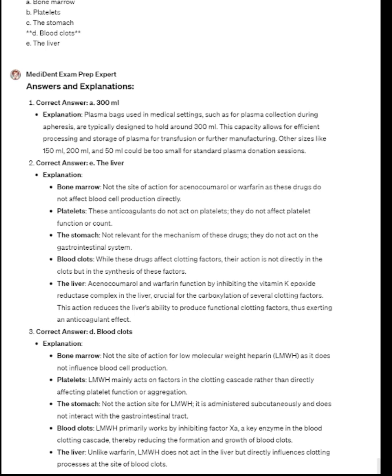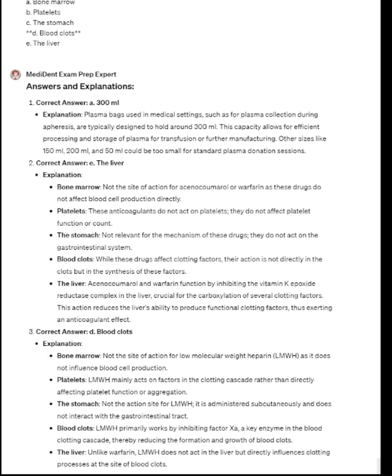Answers and explanations. 1. Correct answer, A. 300 milliliters. Explanation: plasma bags used in medical settings, such as for plasma collection during apheresis, are typically designed to hold around 300 milliliters. This capacity allows for efficient processing and storage of plasma for transfusion or further manufacturing. Other sizes like 150 milliliters, 200 milliliters, and 50 milliliters could be too small for standard plasma donation sessions.